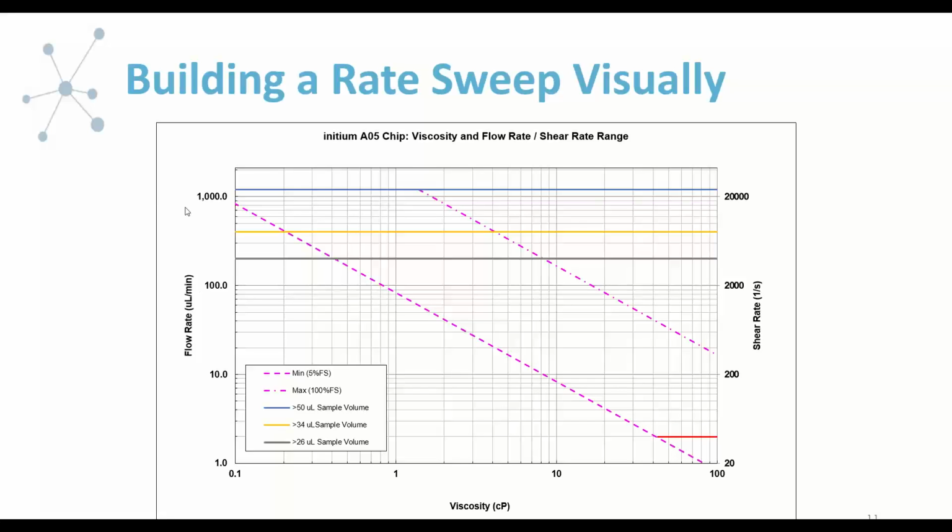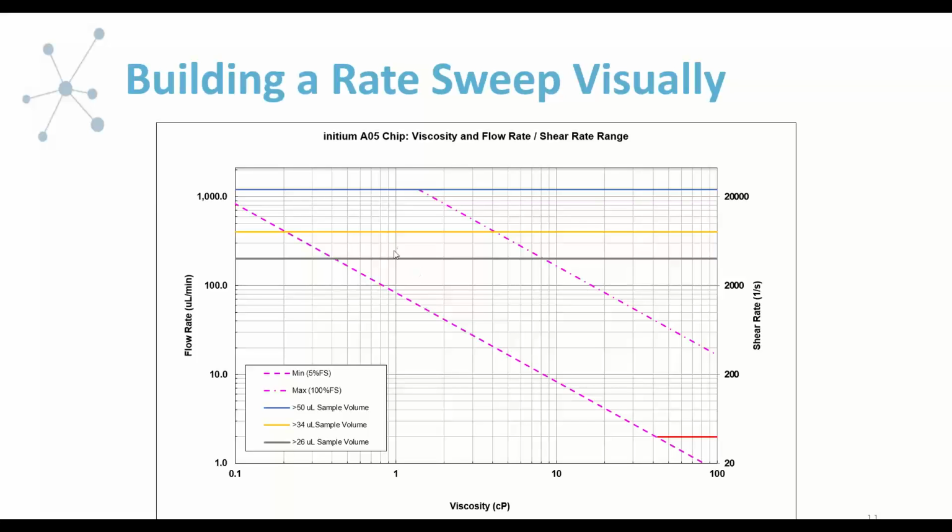On the left-hand side, we have our flow rates. And then on the bottom here, we have our viscosity. And over here is the corresponding shear rate based on this flow rate over here. So the minimum flow rate is 2 microliters per minute, so we can't explore anything down here.